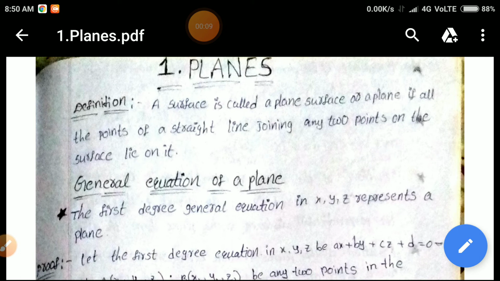The topic of revision is planes. What is meant by a plane? A surface is called a plane surface or a plane if all points of the straight line joining any 2 points on the surface lie on it. What is the general equation of a plane? A first degree general equation in x, y, z represents a plane.